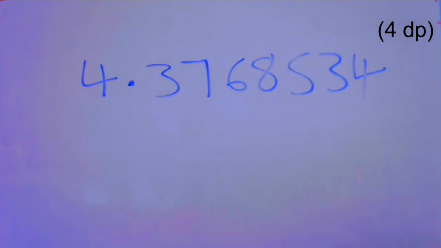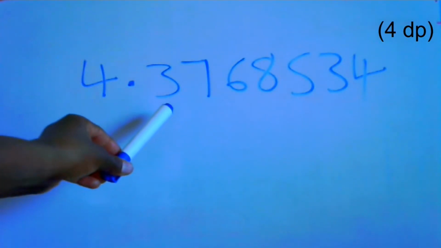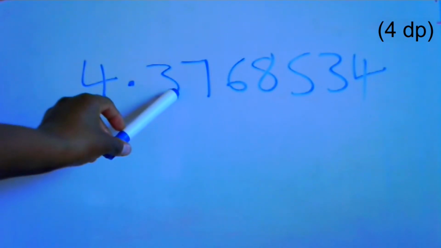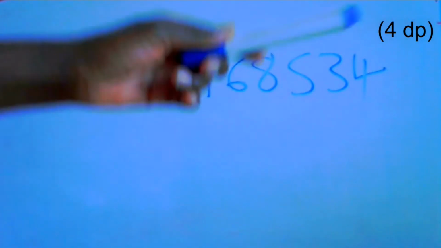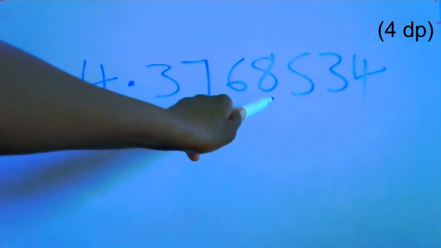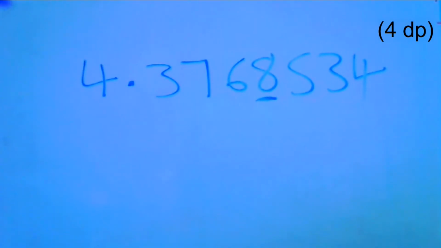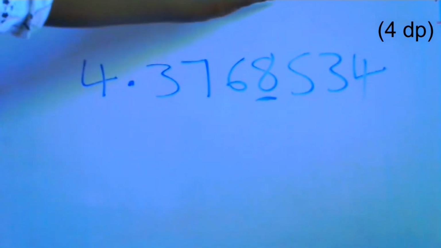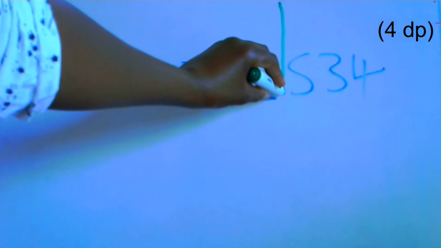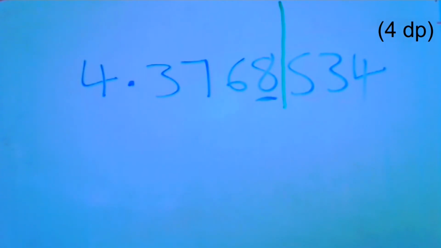We do the same thing as we did before. Let's count the number of places after the comma. 1, 2, 3, 4. So there is the digit that we must check whether we're rounding it up or down, and then we put our block there.